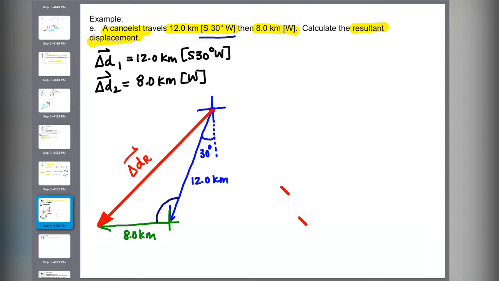I'm going to undo this, and I'm going to show you another way that you can look at it. I'm still going to use a highlighter, yellow this time. This is 30. If I drop this line down and complete a right angle triangle, do you see that I have a 90 degree and a 30 degree at the top?